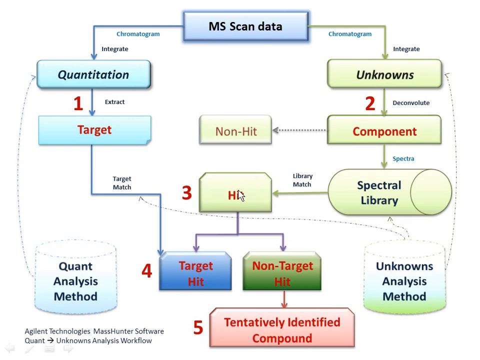Now the hits fall into two big bins. The first is if they match up with previously identified targets according to the criteria, they will end up target matched and be classified as target hits. Those which you're interested in now, which you have not seen, are the non-target hits. And after you've reviewed those in the unknowns presentation, you can then promote those to what I'll call tentatively identified compounds.